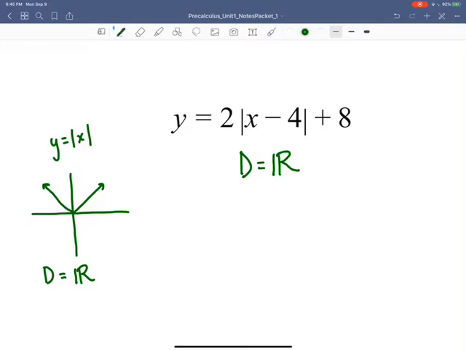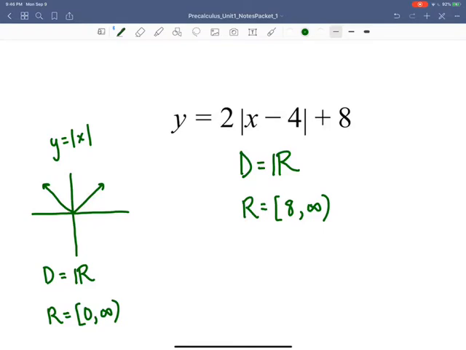And we know that for the absolute value of x, the range is 0 to infinity. But all we've done with this new function is shift up 8. It's still opening up, but it's shifted up 8. So that means that the range is 8 to infinity.